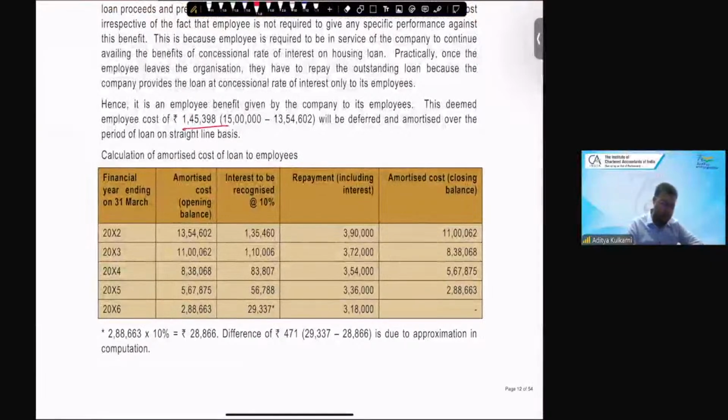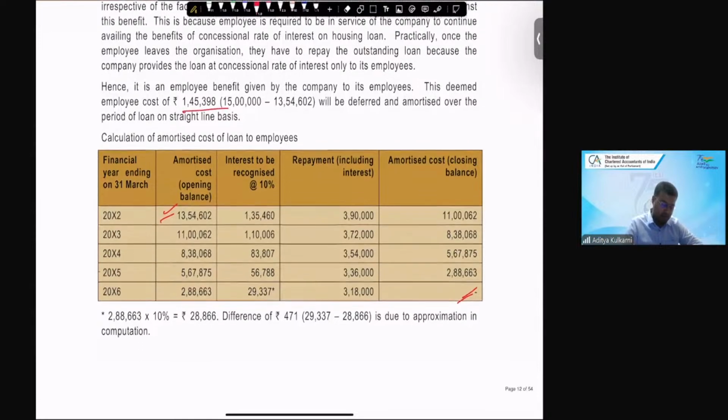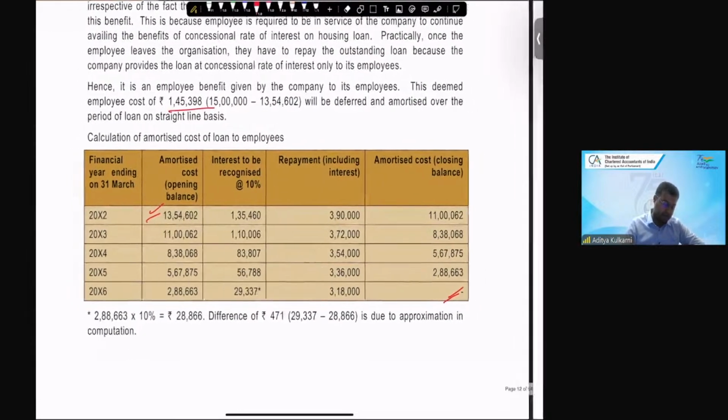Okay, all right. Then you will work back. You will work the amortization of the loan. So 13 lakh 54 ends up becoming zero after considering repayment of principal, interest, etc. It becomes zero. Okay. Next.